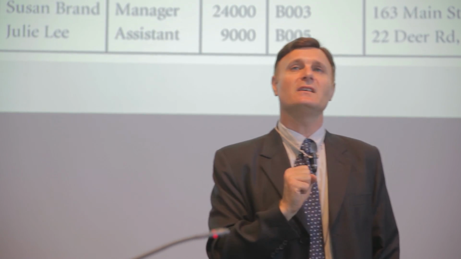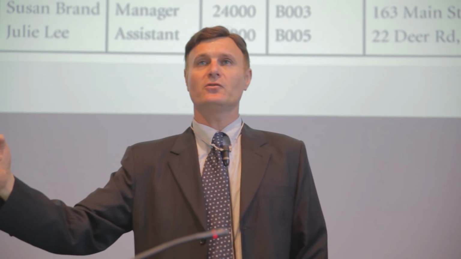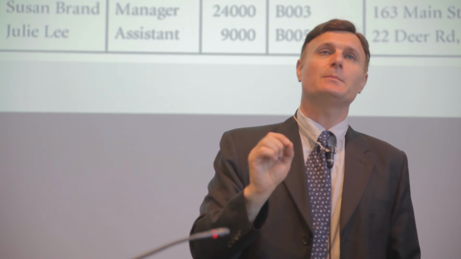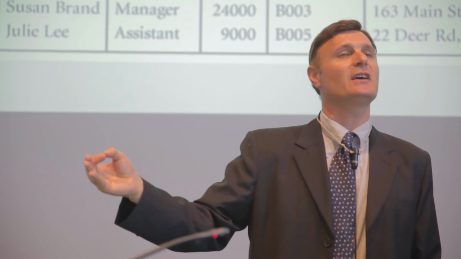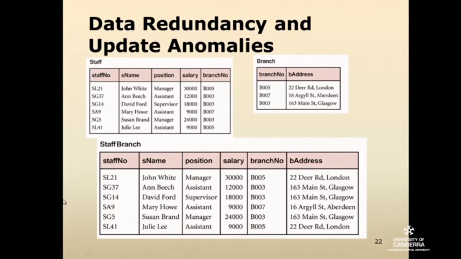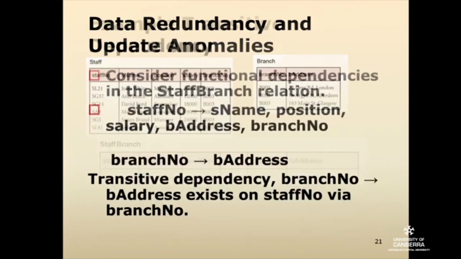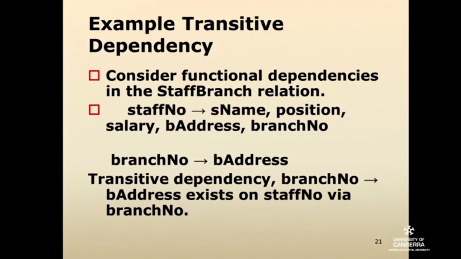You have a primary key that determines all the attributes of that table, but some of the attributes in that table can also determine other attributes. For example, here it is. The staff number determines the branch number, and the branch number can determine the branch address. Of course, the staff number also determines the branch address. Does this make sense? This is where the problem is with transitive dependencies. If you have transitive dependencies in your table and you can identify it, you have to remove it.